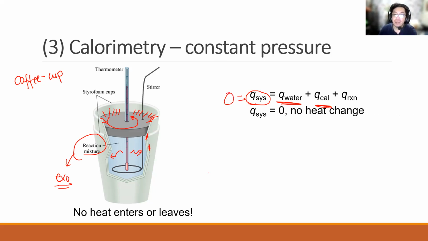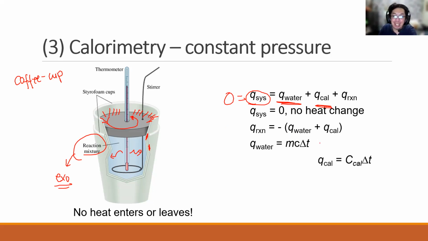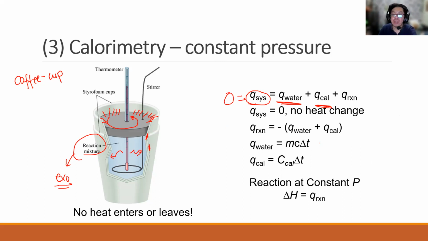So if that is the case, no heat change, we can rearrange the equation again into this: negative Q water plus Q cal. Recall, Q water is MC delta T, and Q cal is the heat capacity of the calorimeter times delta T. Finally, the reaction at constant pressure is delta H equals Q reaction. So with this scenario, we can directly get the delta H. That is why delta H is easy to measure, Josh, because we usually use constant pressure. When we say constant pressure, we're just using the ambient pressure, ambient conditions like 1.0 atm.